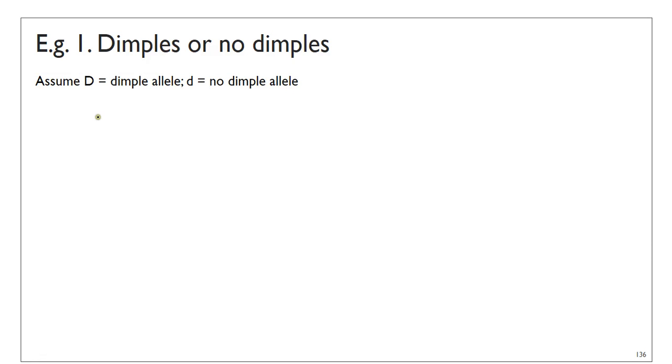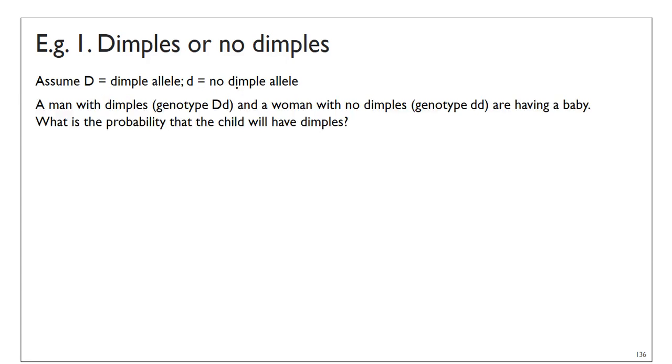So the dimple allele is dominant, so we're going to use capital letter D to represent it. And the recessive allele is no dimple, and we're going to use the lowercase d to represent it. So the question is this: if a man has dimples, and I actually go one step further and give you the genotype of the man here, a man with dimples with this particular genotype and a woman with no dimples with this particular genotype, if they're having a baby, what is the probability that the child will have dimples?